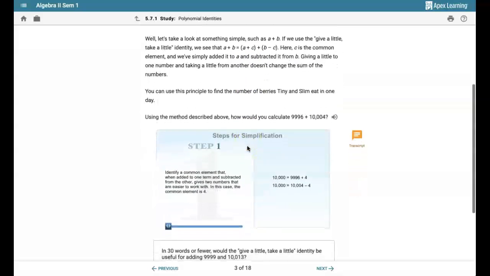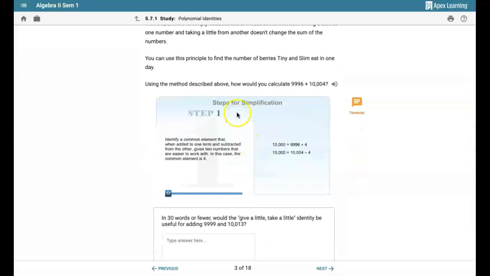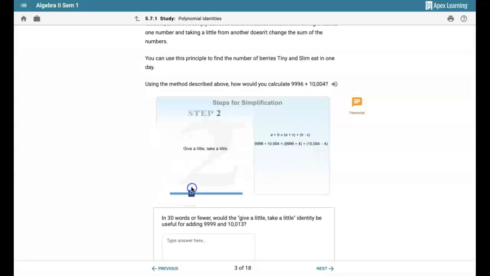We can use this principle to find the number of berries. Using that mathematical identity, 10,000 would be our common element. So we can say one of these plus 4 and one of these minus 4. The common element for them is 4. We gave a little and we take a little, which is like saying A plus B.